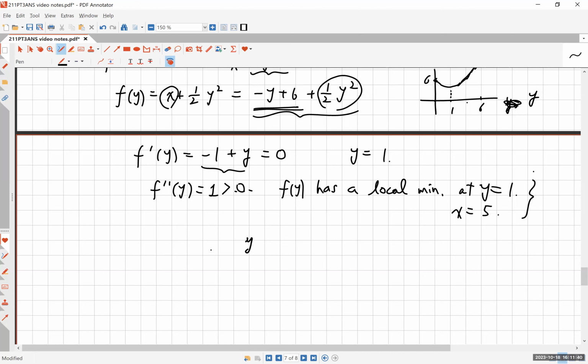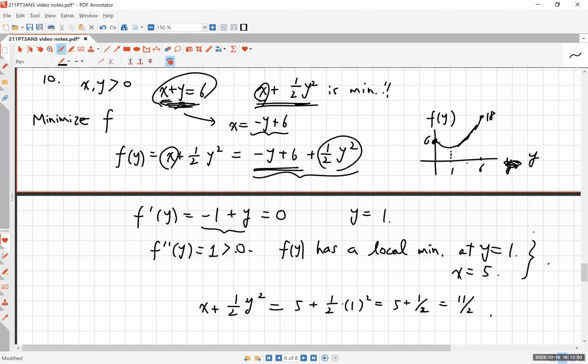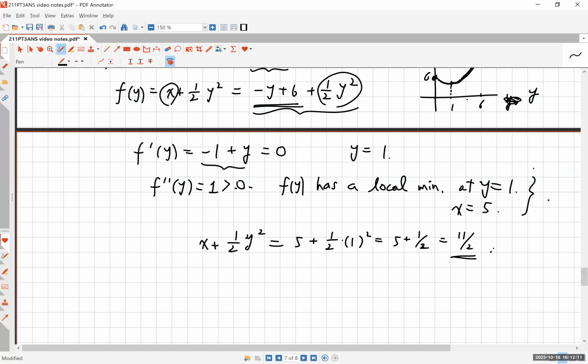Let's go ahead and figure out what that minimum is. x plus 1/2 y squared under these conditions is 5 plus 1/2 times 1 squared, and that's going to be 5.5, or 11/2, and that will be the minimum. You notice here it starts at 6, which is 12/2, goes down a little bit to 11/2, and then starts to go up again to 18. And so that would be the minimum value of that expression, x plus 1/2 y squared.